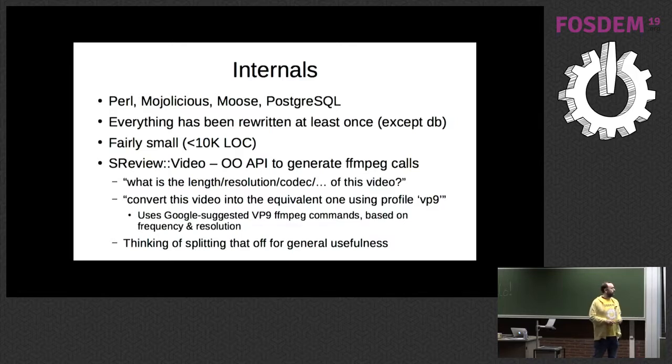I actually rewrote pretty much everything at least once since 2017, except for the database. The database layer was designed quite well. I expected to have to do that because in 2017 I just wanted it to work. It was a quick and dirty hack, and I cleaned it up quite nicely since. It's still fairly small. It's less than 10,000 lines of code. When I checked, it was like 9,500 or something, so it's fairly small.